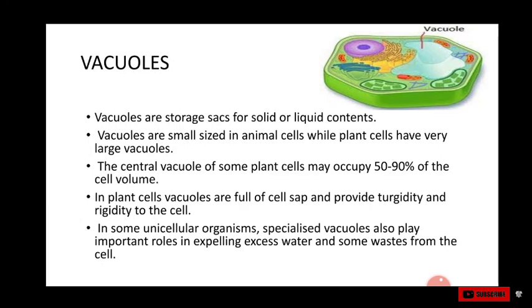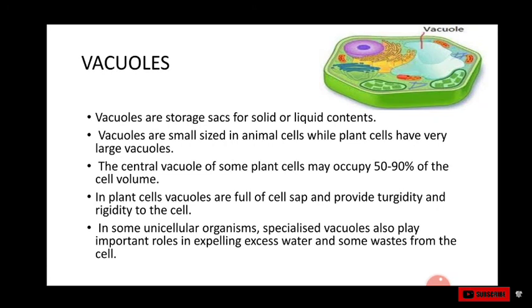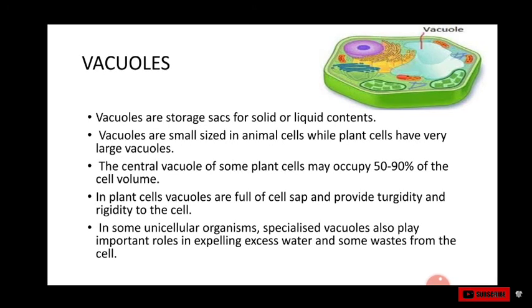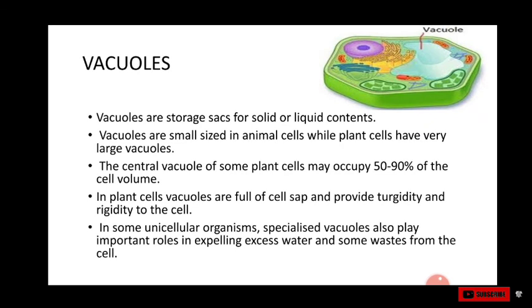Now we see the vacuoles. Vacuoles are storage sacs for solid or liquid content. Vacuoles are small in animal cells, while the plant cell has very large vacuoles. The central vacuole of some plant cells may occupy 50 to 90% of the cell volume.